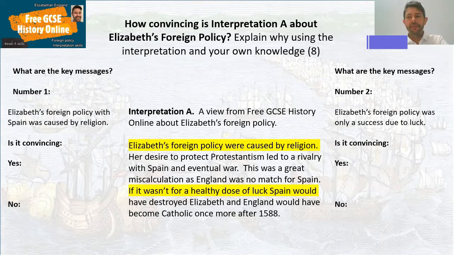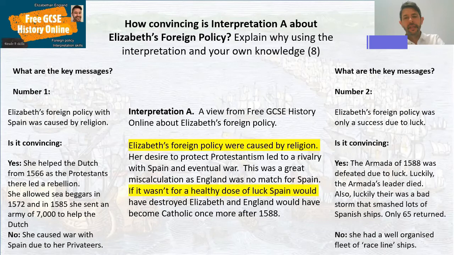What about her foreign policy was due to luck? Can you think of any lucky events that helped England to be successful? So have a little think for a moment. Can you gather any ideas? Again, you can pause the screen, make a list of ideas, or just have a think, gather some ideas. But here are my ideas.